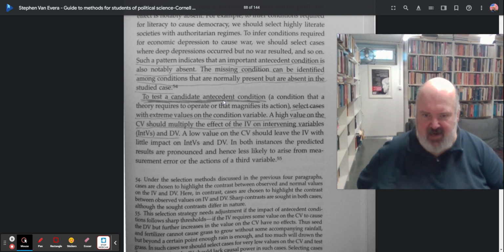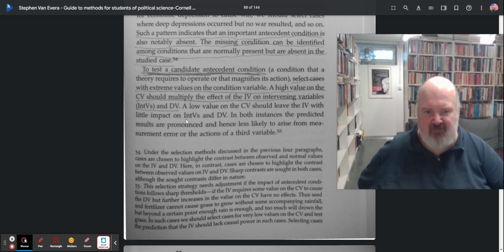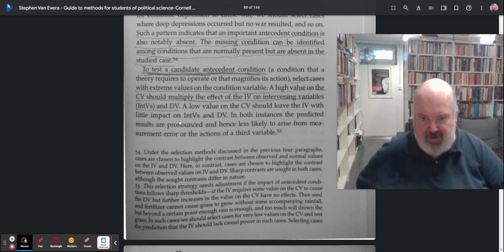To test a candidate antecedent condition, a condition that theory requires to operate or magnify its action, select cases with extreme values on the conditional variable. A high value on the conditional variable should multiply the effect of the independent variable on the intervening variable and the dependent variable. A low value on the conditional variable should leave the independent variable with little impact on the intervening variable and dependent variable. In both instances, the predicted results are pronounced and hence less likely to arise from measurement error or actions of a third variable.